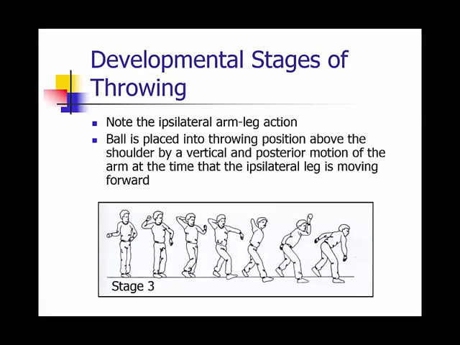This moves on to stage 3, where we have this arm action. Note that it's still ipsilateral. In stage 3, it's the same foot with the same arm, which we obviously recognize as not being the correct way to throw. So children in stage 3 still haven't mastered that ability to step with the opposite foot.